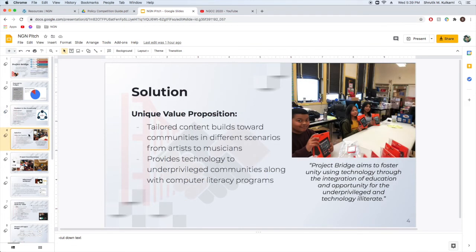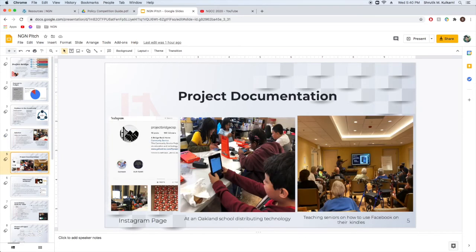Here's a solution. And the solution is primarily where your focus will be going, because this is the part where you're trying to sell to your judges that, you know what, my solution is the real deal. It has worked. It is tested to work. And if you invest in it, your money will not go to waste. So this is an example of the project.